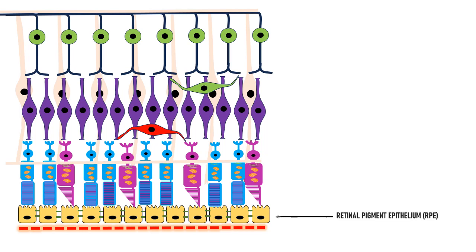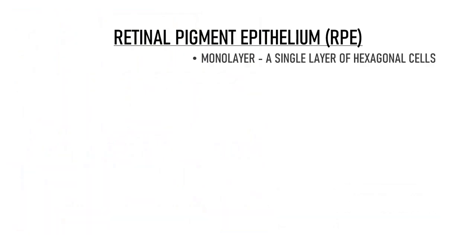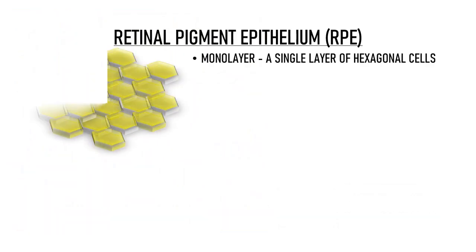The outermost layer is the retinal pigment epithelium or the RPE. Outside of it lies the choroid, and internal to it is the photoreceptor layer. Retinal pigment epithelium is a monolayer, which means that it is a single layer of hexagonal shaped cells.